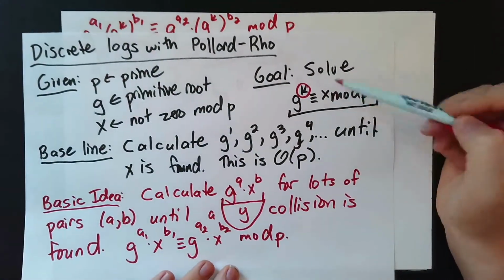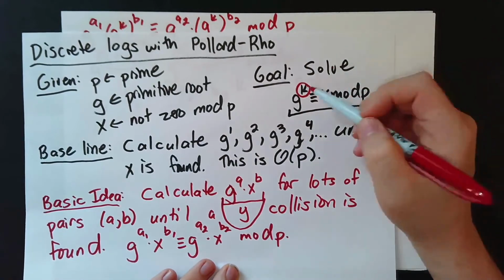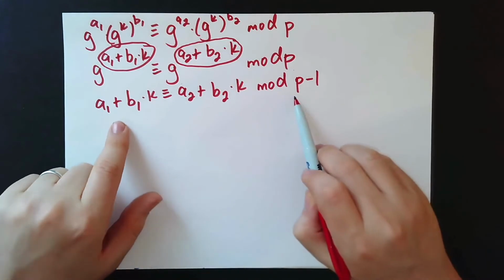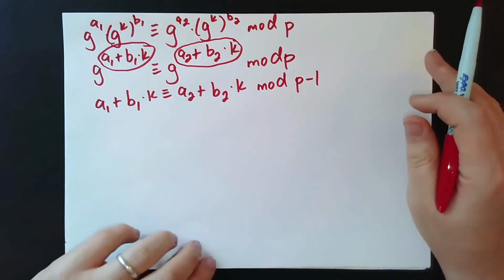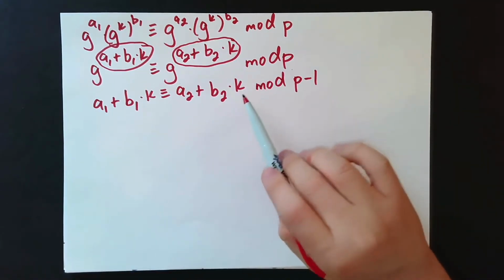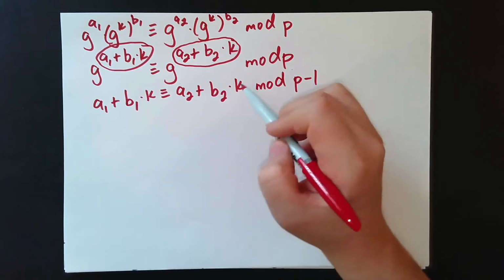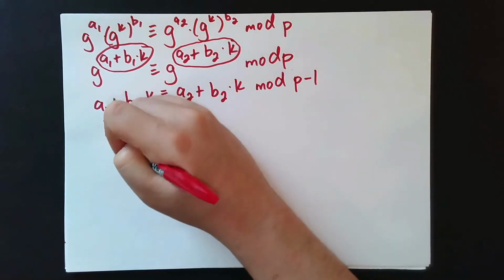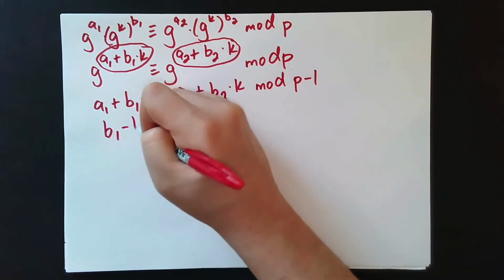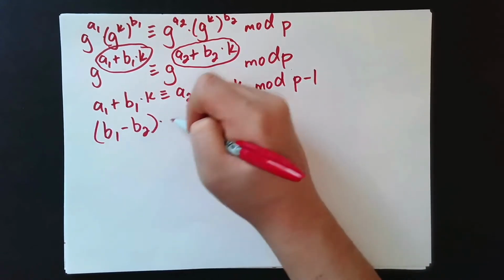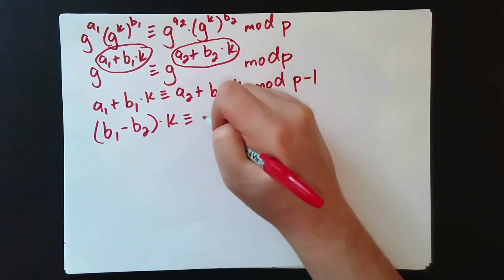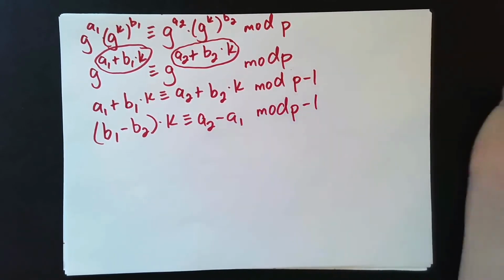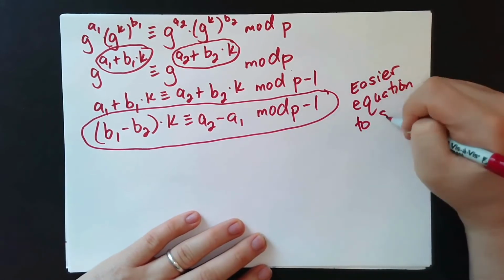The earlier equation involved an exponent, and that's what made it difficult, because I was trying to solve for the exponent. In this congruence, this is now just a linear congruence, so I can solve this in the usual fashion. I move the k stuff over there, the a stuff over here, so this ends up looking like b1 minus b2 times k is congruent to a2 minus a1 mod p minus 1. And this is a much easier equation to solve.